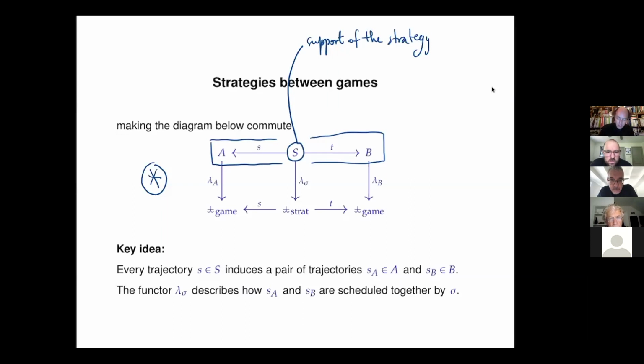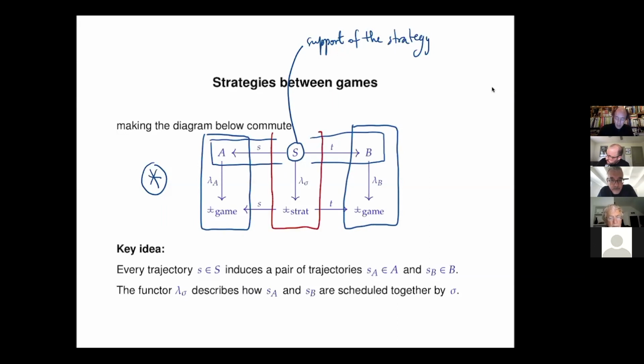and then the trajectory of S will be mapped into a trajectory of A and B. These trajectories, of course, are trajectories in a game A and in a game B. And so these trajectories, typically, will be alternating between opponent and player. And so this extra information tells us how the strategy will interleave the trajectories in A and B.